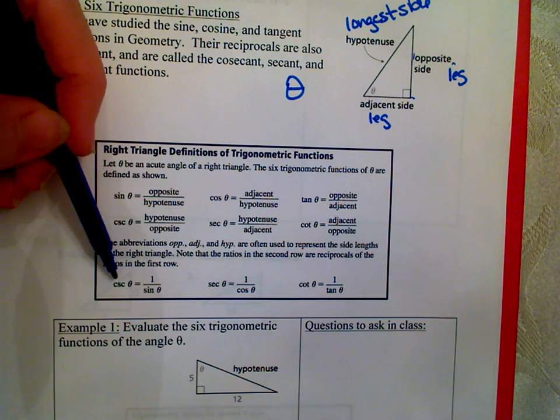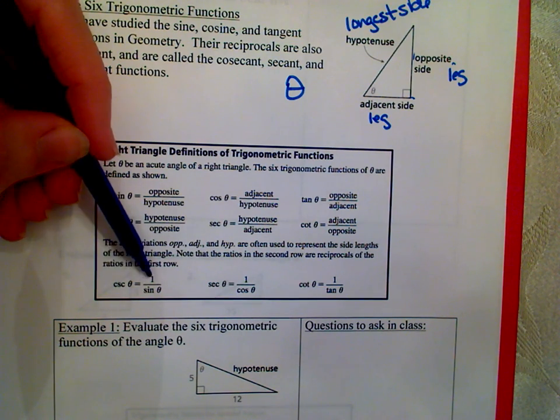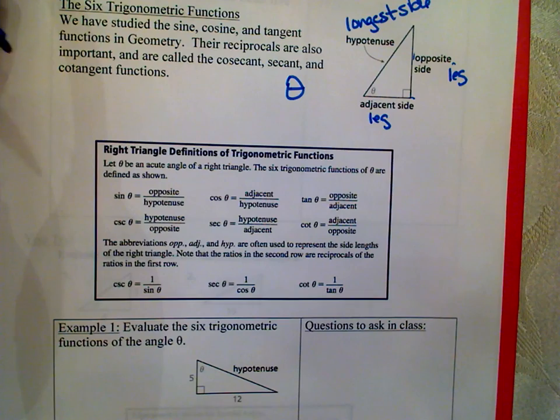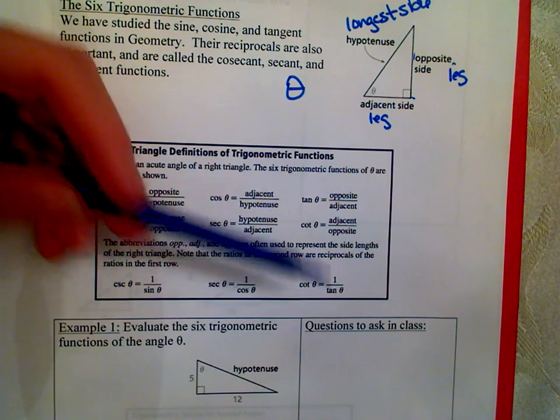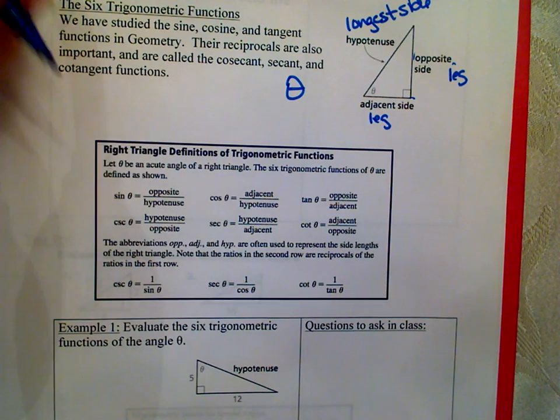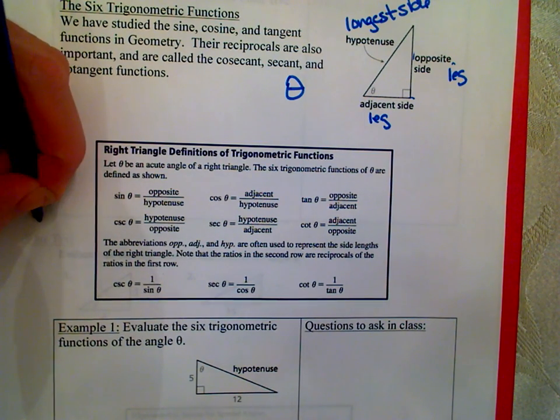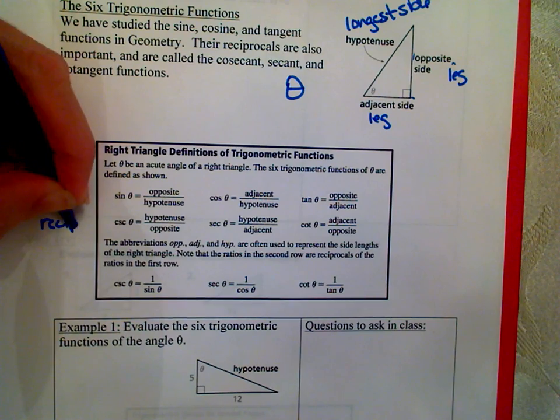So another way you can think about it is the cosecant is 1 over sine. Secant is 1 over cosine, and cotangent is 1 over tangent. But the easiest way to remember is that these are the reciprocal functions.